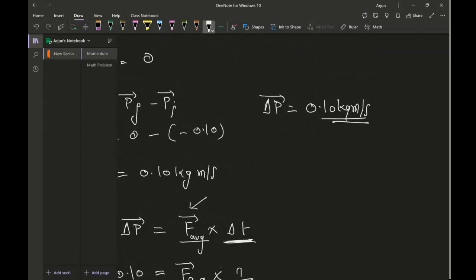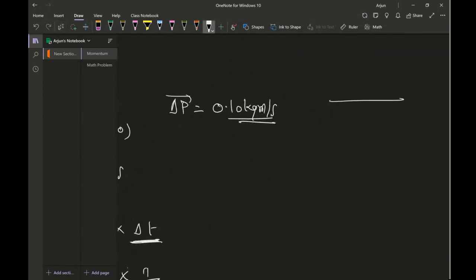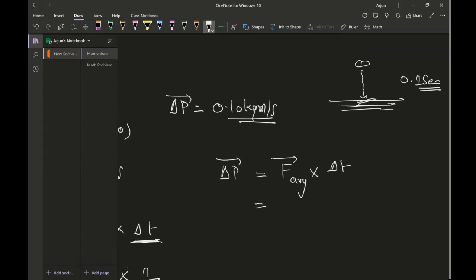Now in the second case, same egg, you drop it onto the ground, and it comes to rest within a split second because this is a hardwood floor. It's not going to get compressed. So let's say it comes to rest within 0.01 second. So I'll write down the formula again: average force times delta T is equal to delta P.